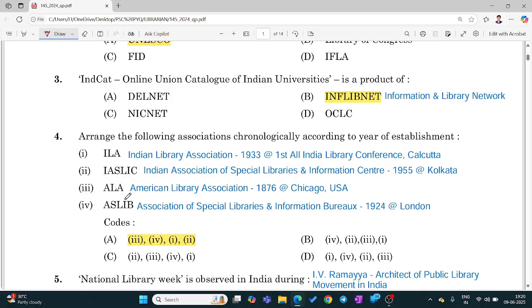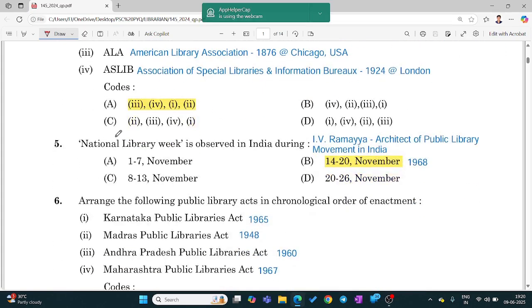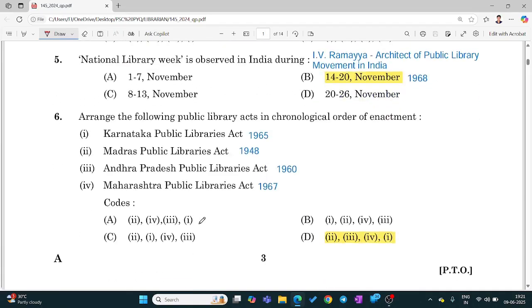ഇതിൽ A ലെയാണ് ഫസ്റ്റ് വരിക. സോ ഓപ്ഷൻ A ആണ് correct answer. National Library Week is observed in India during 14 to 20 November.